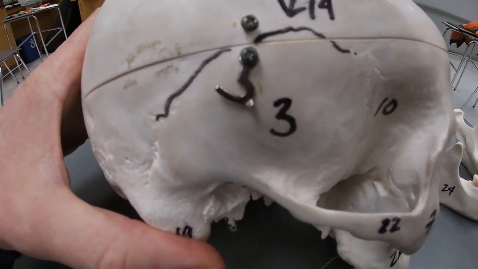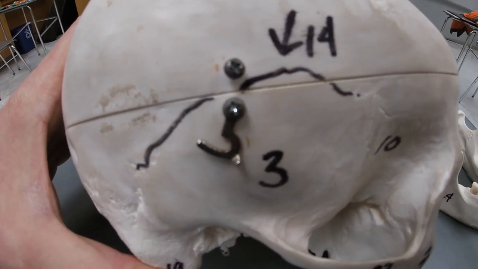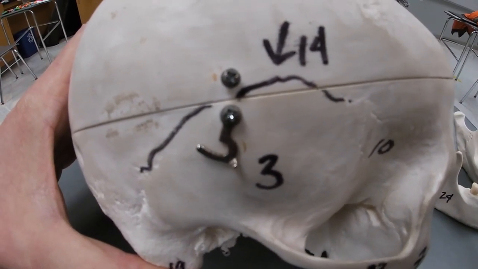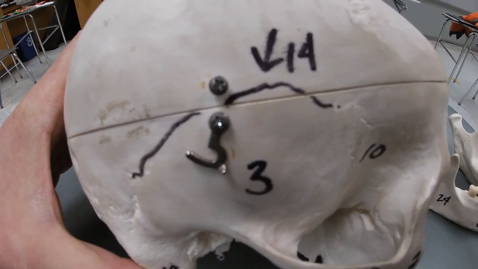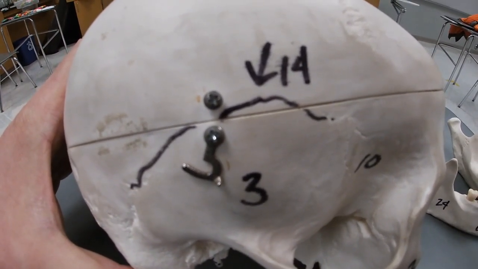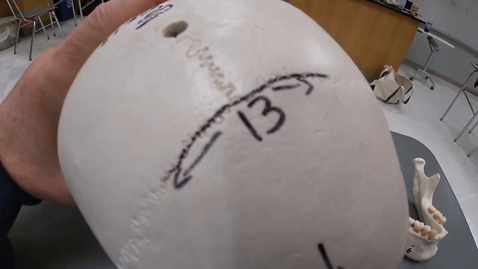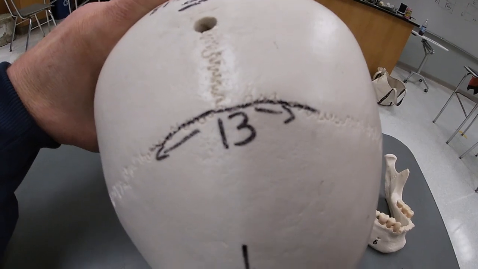Number 3 is the temporal bone. Number 14 is pointing to a suture, and a suture is a joint between 2 bones. This is called the sagittal suture. We also have another suture up here called the coronal suture.